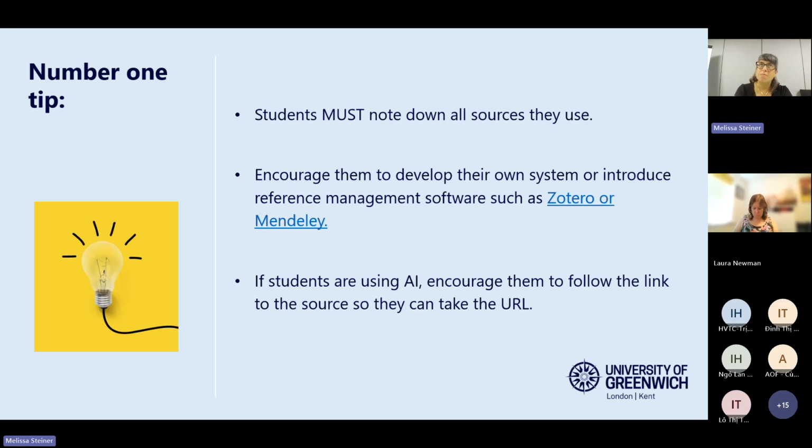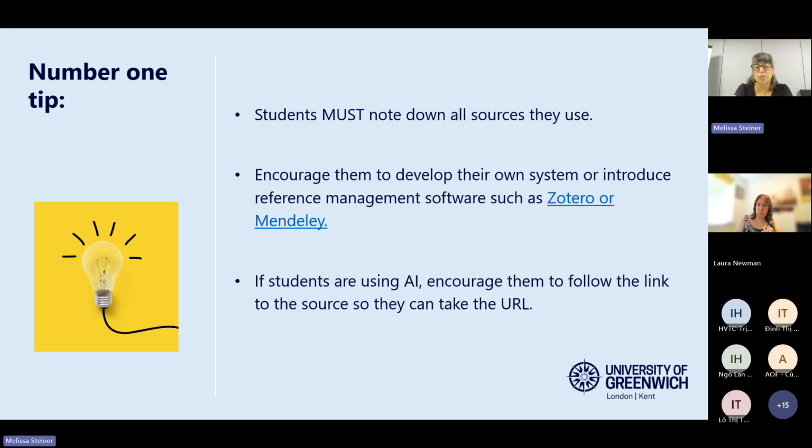So one of the most common mistakes is they'll be finding lots of results, like maybe in the library catalogue or with ChatGPT, but they don't note down where they found those quotes, where they found that literature. So encourage them to develop their own system. That may be just a simple Word document with links, or you could introduce them to reference management software. I mentioned Zotero earlier, or Mendeley. This is software that students can sign up for free.